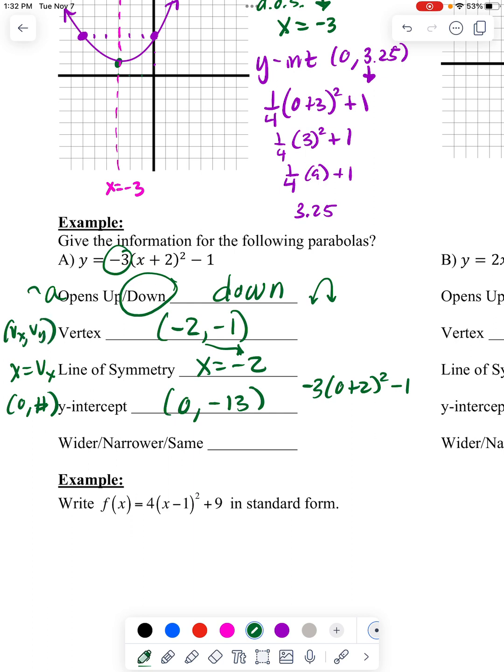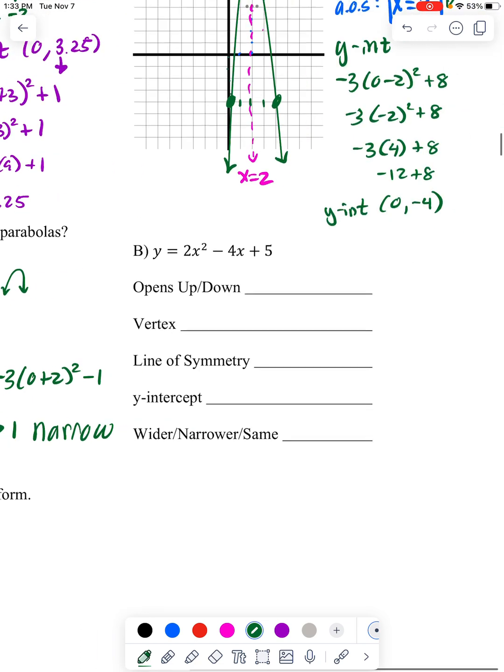So will it be wider, narrower, or the same? Well, the absolute value of my A is 3, which is greater than 1. So it's going to be going steeper, faster. And so this one is going to be narrow. So you can know all of that without actually having to graph it.